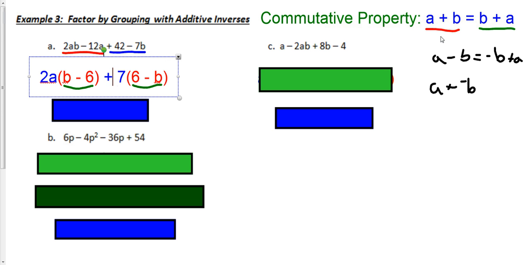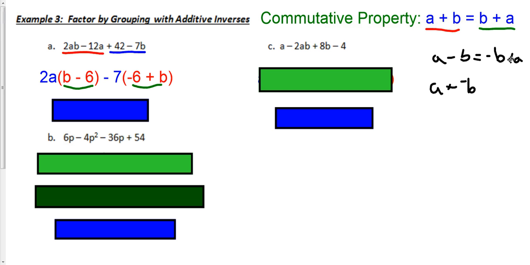Well, how about instead of taking out a positive 7, we'll take out a negative 7. If we take out negative 7 times what would be positive 42? Well, it'd have to be a negative 6. Negative 7 times what would be negative 7B? We need a positive B. So now things are starting to look a little bit closer. We have negative 6 and negative 6, positive B and positive B.